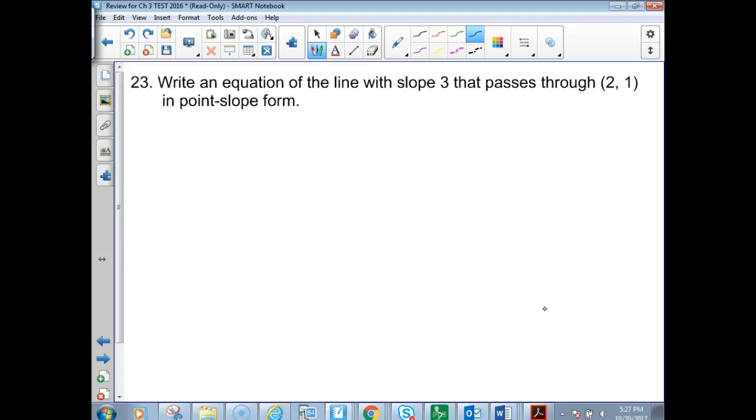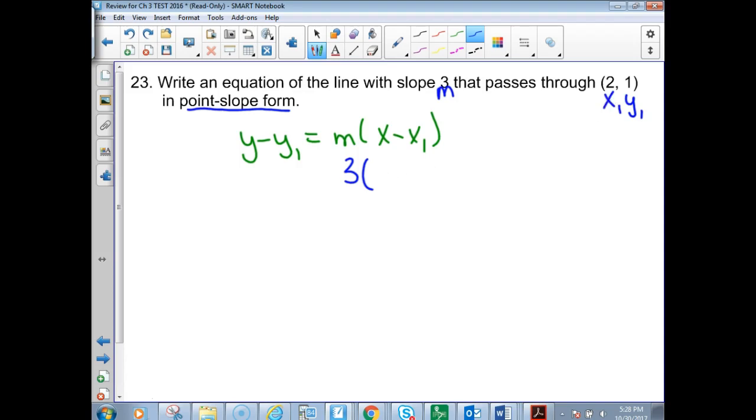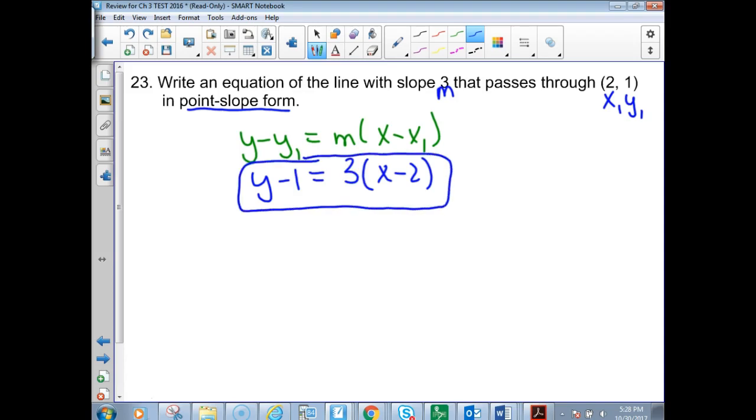Write an equation of a line with a slope of 3 passing through the point x1, y1 would be 2, 1 in point slope form. It said to put it in point slope form, which means we get to leave it in the form y minus y1 equals m times x minus x1. We put in the m value of 3. We put in an x1 value of 2, a y1 value of 1. That's it. It is simplified. You don't have anything else to do except leave it in that point slope formula.